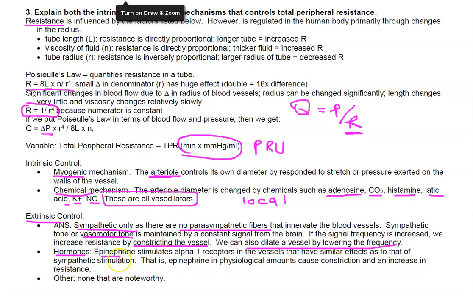So that's the hormones. The good news for you is that there's no noteworthy other factors we're going to talk about. There are some, but we're not going to worry about them here in class. So that's the first half of the group problems, looking at the three major controllers of mean arterial pressure: heart rate, stroke volume, and TPR.